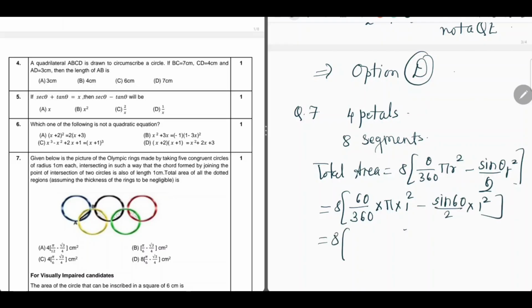So pi by 6 minus sin 60, which is root 3 by 2, so I get root 3 by 4. That is my option D.